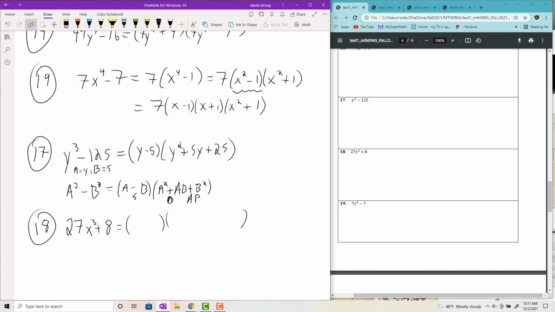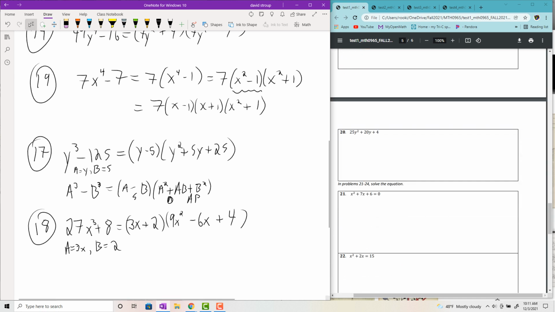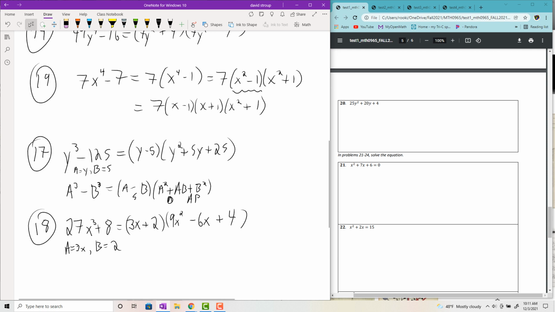So using SOAP, we just have different signs this time. So same, opposite, always positive. The a value here looks like 3x, and then the b value here looks like 2. So you get 3x plus 2, and then over here you get 9x squared minus 6x, and then plus b squared is 4. Okay, so those are your basic factoring problems.